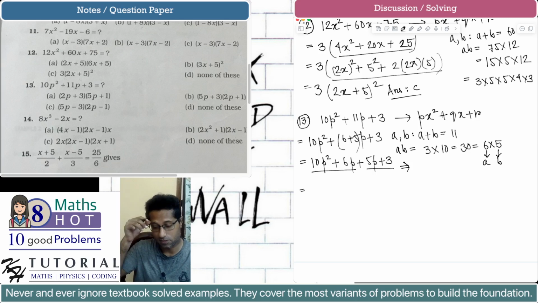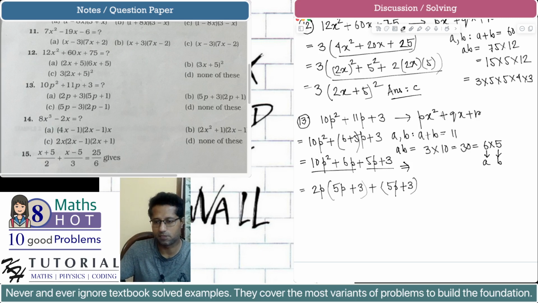From the first group I can see 2p as a common factor. So I have 2p multiplied by 5p plus 3, and the second group is itself 5p plus 3. Now 5p plus 3 can be expressed as 1 multiplied by 5p plus 3, as we can always multiply by 1. So now we can see a common factor of 5p plus 3 in both the groups, and hence the final factorization will be 5p plus 3 multiplied by 2p plus 1.